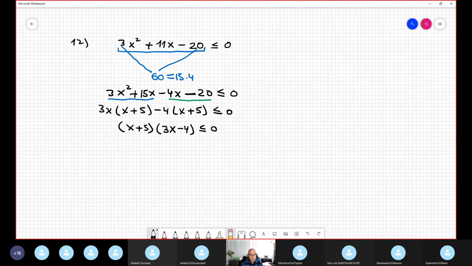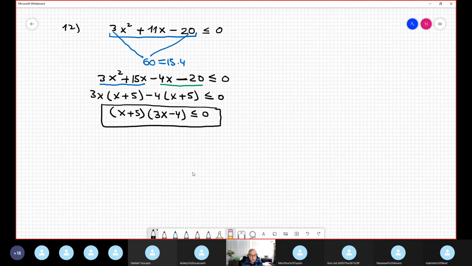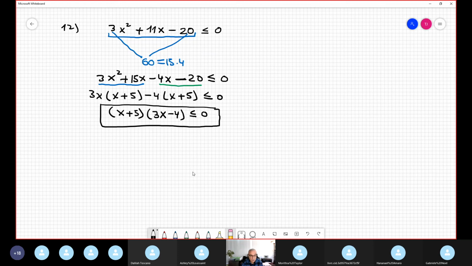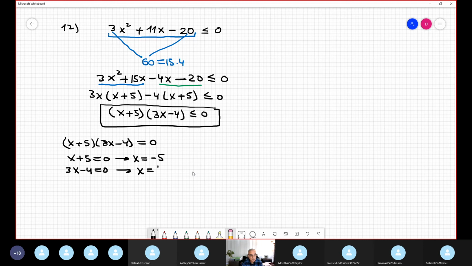Greater than or equal to 0. Okay, and we start now. After the factorization algebra, we simplified our original complicated inequality, and it's easier because it's factored. Temporarily, you convert to an equation, because the equation allows me to find the critical values: x plus 5 equals 0, x is -5. And 3x minus 4 equal to 0, x is equal to 4/3.